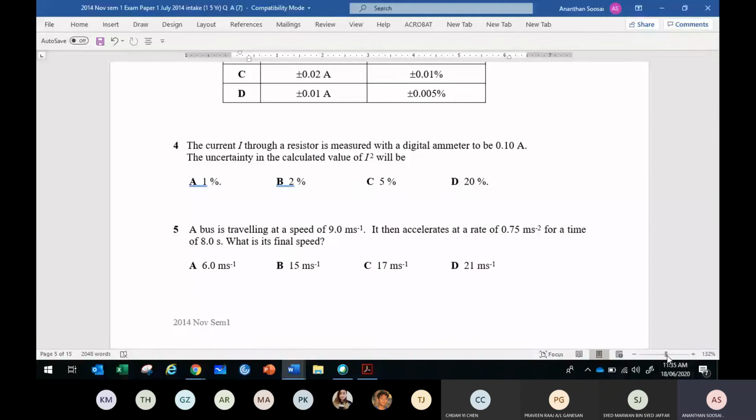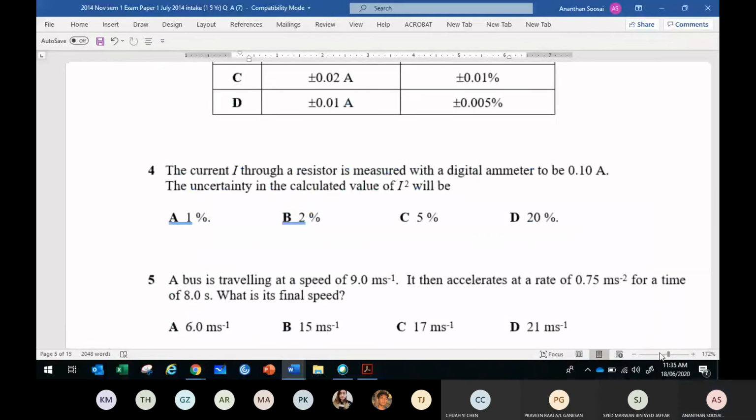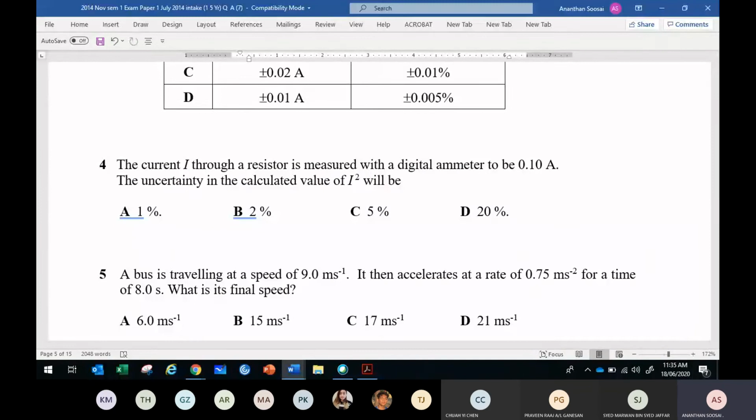Okay, number 4. Look at number 4. Measurement technique, your second topic. The current I through a resistor measured by a digital meter is 0.1 ampere. The uncertainty of the calculated I squared will be... oh, it's a digital meter. That means the ammeter is a digital meter, and on the screen it displays 0.10 ampere.